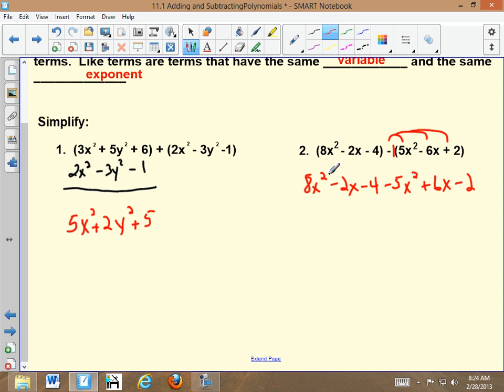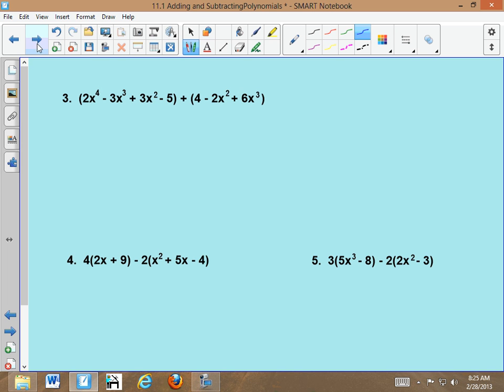So now I have this whole long polynomial. Now I have to combine like terms. Well, here's an x squared. There's a -5x squared, so I'm going to put it underneath here. And I cross that out. Here's an x, so I'm going to put the plus 6x underneath here, cross it out. -2, -4, there you go. 3x squared plus 4x minus 6 is your answer. Okay? You don't have to do that if it's a plus, because the plus won't change the signs.